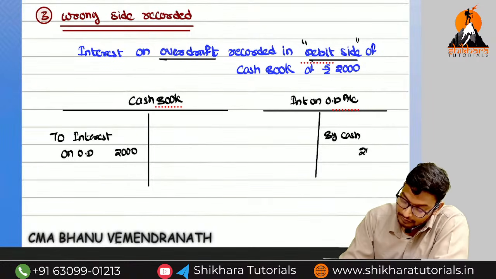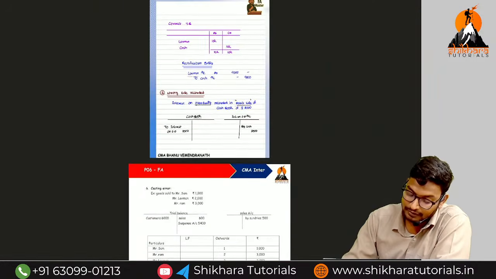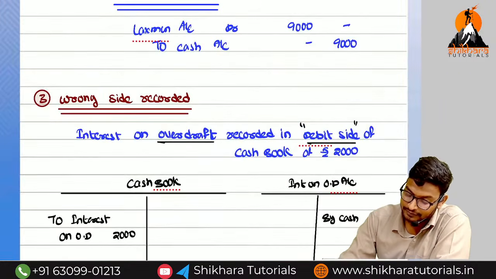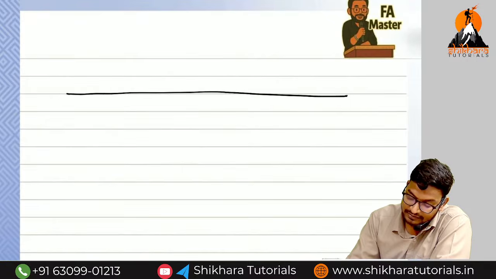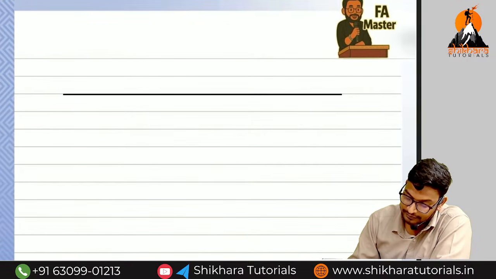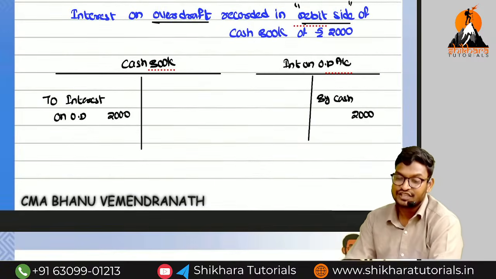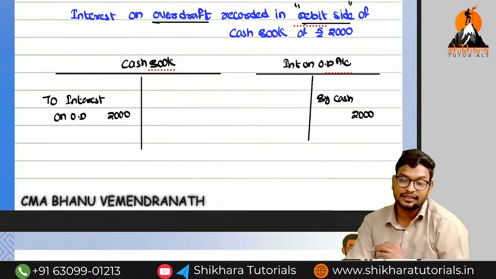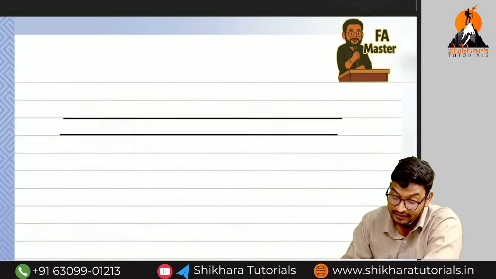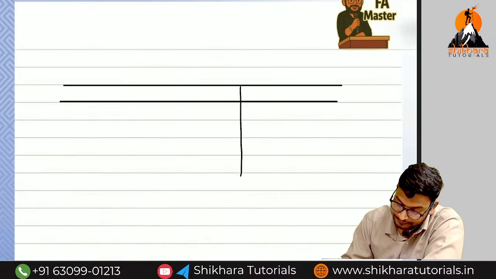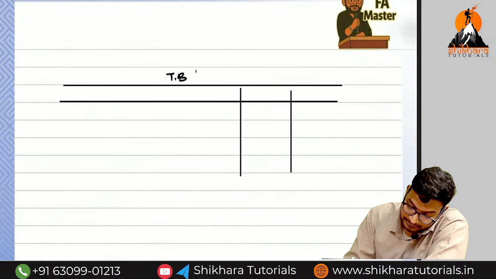Okay, now how much? 2000 rupees. So if you see the scenario, prepare the trial balance for the wrong thing. If the debit balance is showing, it goes on the debit side; if the credit balance is showing, it goes on the credit side. So which one is a debit balance and which one is a credit balance? See here, simple. The cash book is showing the debit balance because the debit side is more than the credit side, and interest on overdraft is showing the credit balance because the credit side is more than the debit side. Is this right or wrong? Wrong. So this trial balance is wrong.